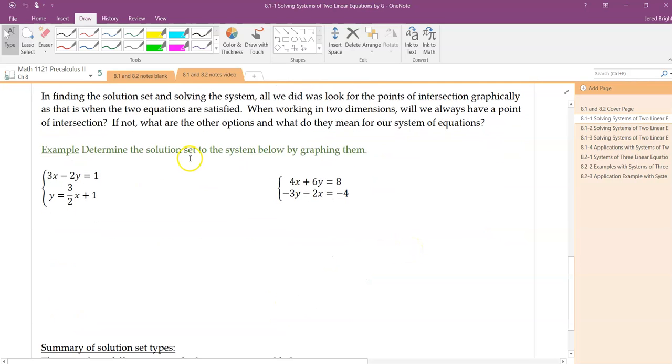So here I encourage you to go to Desmos, DESMOS.com. There's a calculator there that you can use. Graph each of these systems one at a time in Desmos and see what you get.